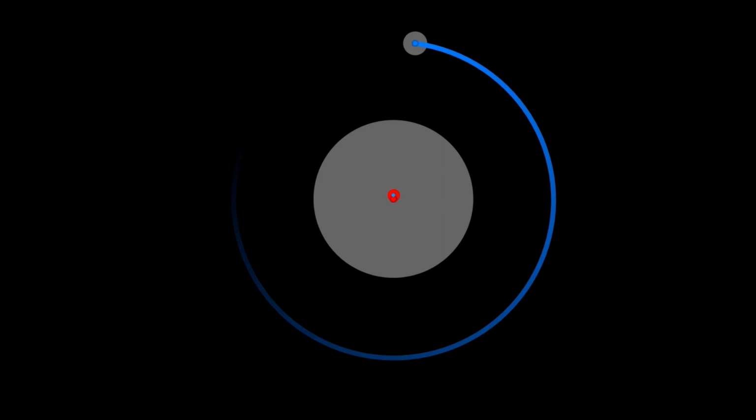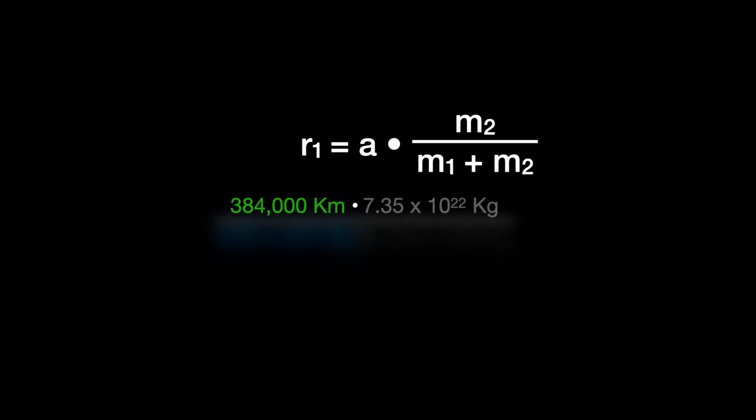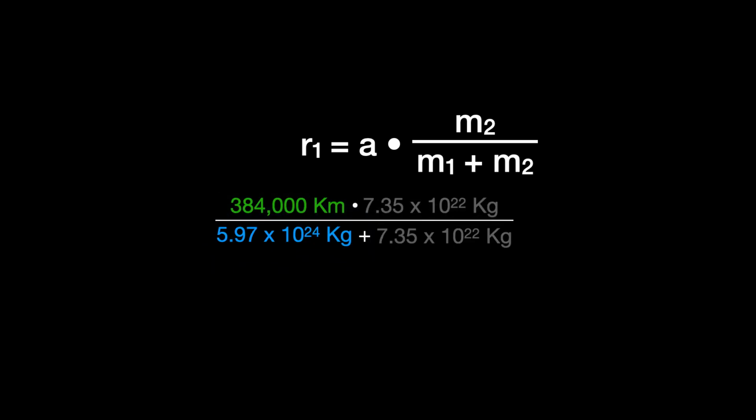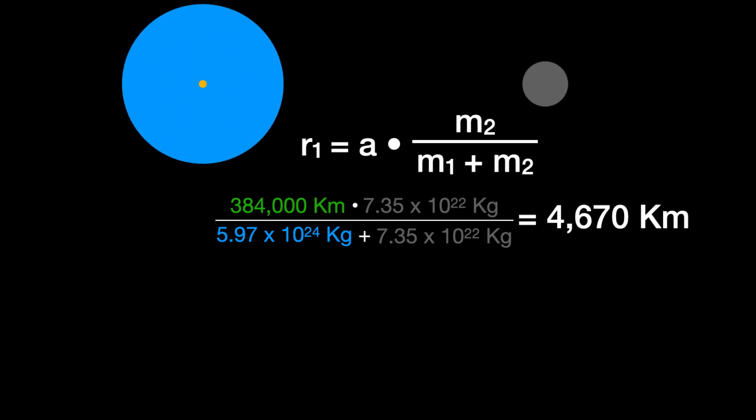Let's do an example with this. So here's our equation from Wikipedia. We can move the A up to the numerator, so it becomes A times M2 divided by M1 plus M2. And if we plug in all the numbers from our Earth-Moon scenario, you can verify that it works. The barycenter distance from the center of Earth comes out to be 4,670 kilometers.